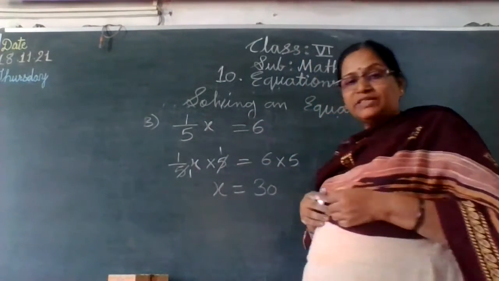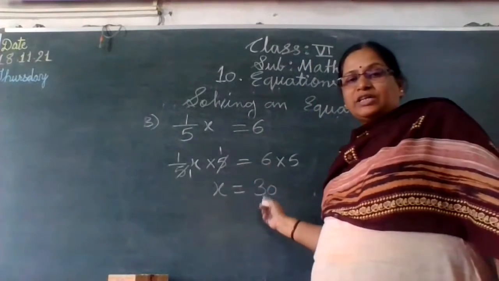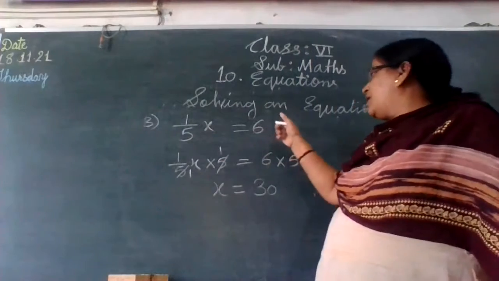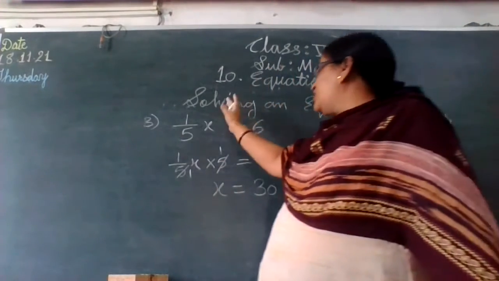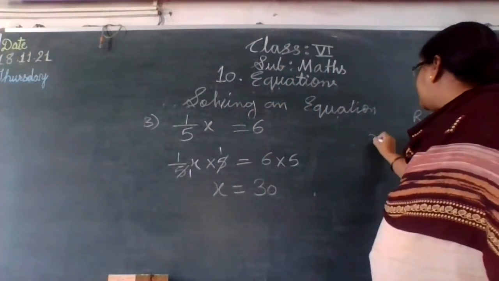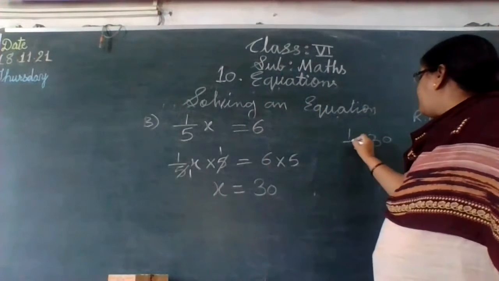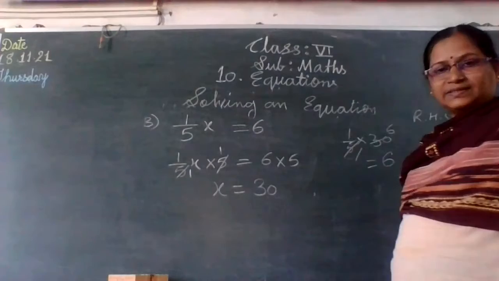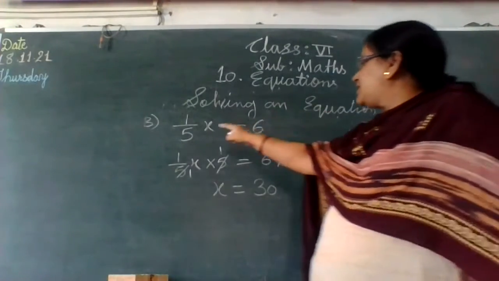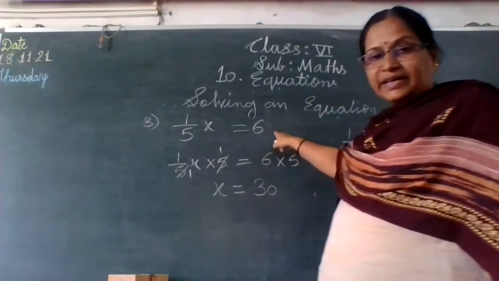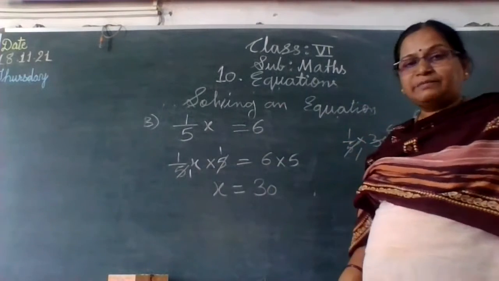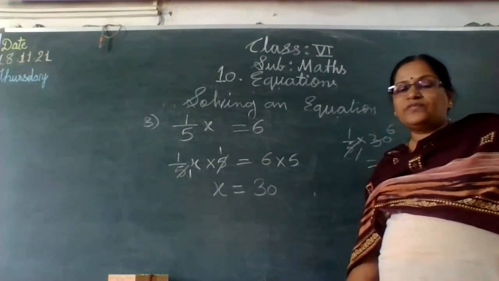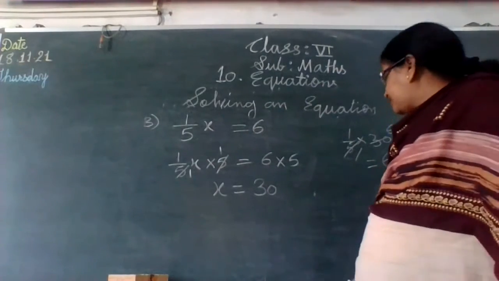What is the root of the equation? x equals to 30. What is the solution to the equation? x equals to 30. You can check. Right hand side has 6. Put the value of x in the left side, means 30 multiplied by 1 upon 5. 5 sixes are 30, divided by 5, answer is 6. Yes, the left side becomes equal to the right side, 6. That means our solution to the equation is correct, or the root of the equation is correct.